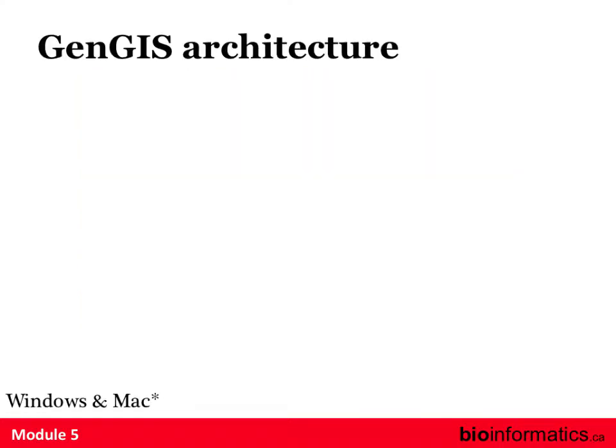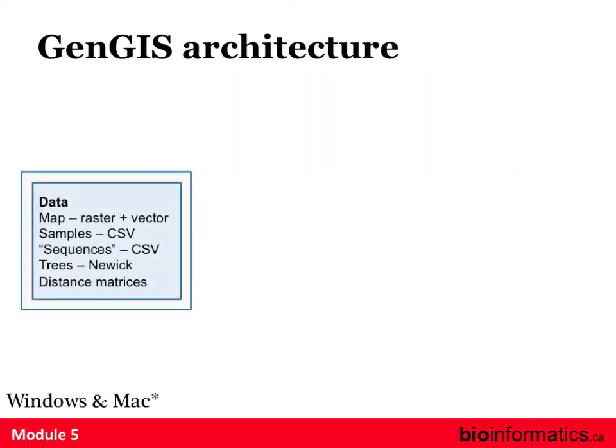Okay, so just to give a bit more information about Genghis, how it's put together. The data, I've already pretty much covered this. Map data: raster and vector formats are supported. Raster is simply like a bitmap image or some sort of pixel-based description of the data. A vector is simply like a line-based description of contours. Either is fine. You can have one raster and overlay several vectors if you want.